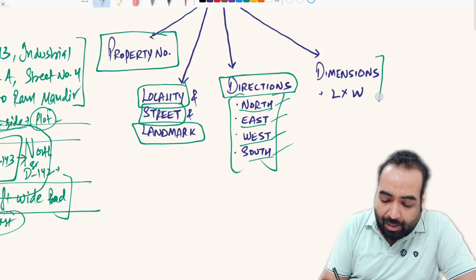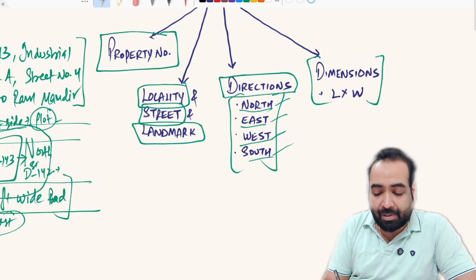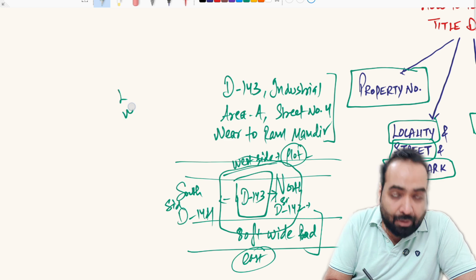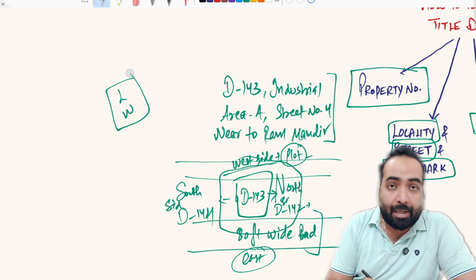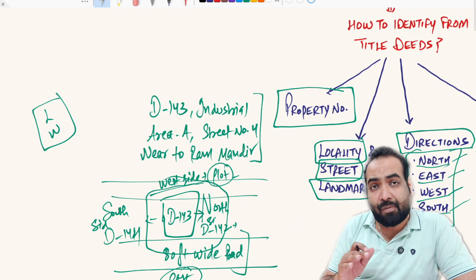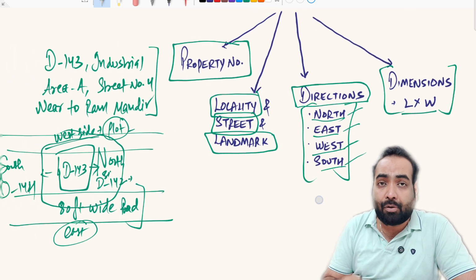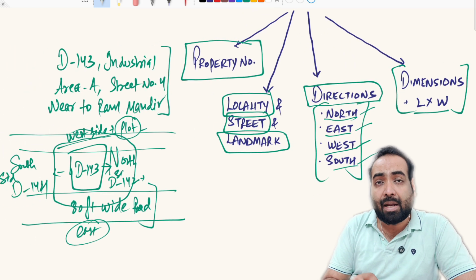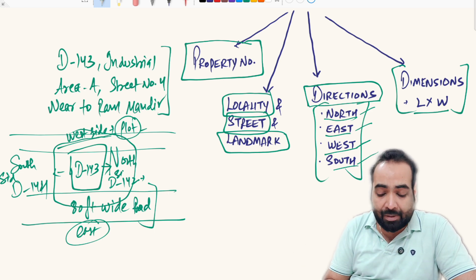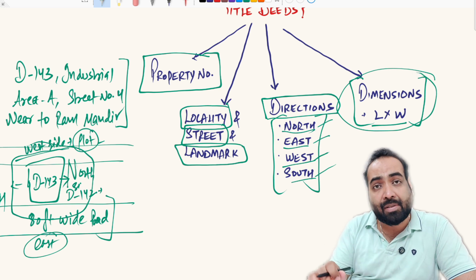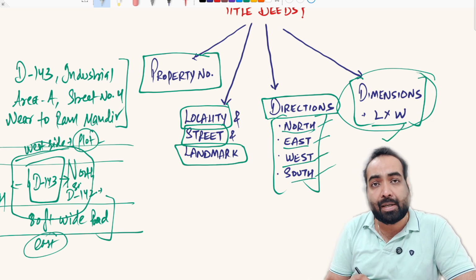And the last thing is the dimensions. Dimensions are the length and width. How much is the length and width of the property? It is mentioned in the title deed. So when your valuer or a technical person reads all of this and goes physically to the site and measures the property and sees the adjoining locations, then he can very well compare the actual dimensions at the site and the dimensions mentioned in the title deed.